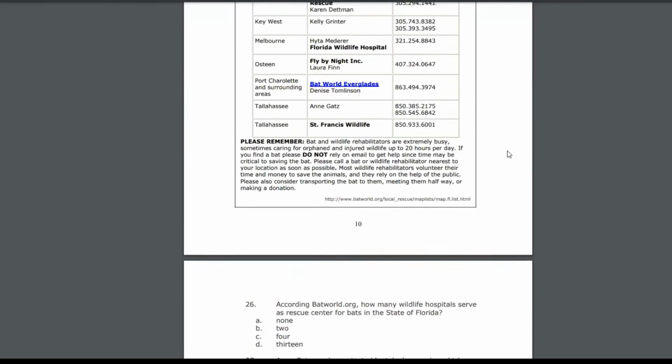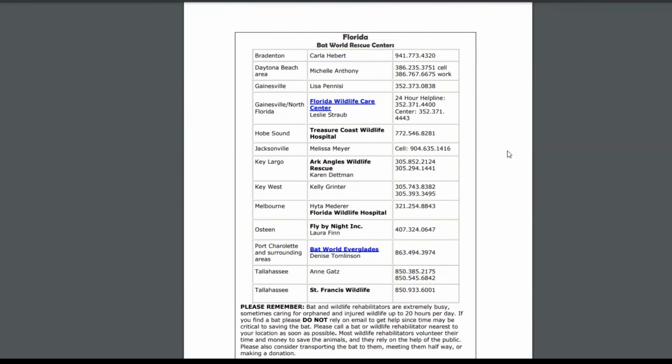All right, so 26, according to batworld.org, how many wildlife hospitals serve as rescue centers for bats in the state of Florida? All right, so if we go through and we look specifically here at the answers, we have to focus on the actual wildlife hospitals. So we have Treasure Coast, we have Florida Wildlife Hospital, and then we have St. Francis. Is something missing? Let me double check.